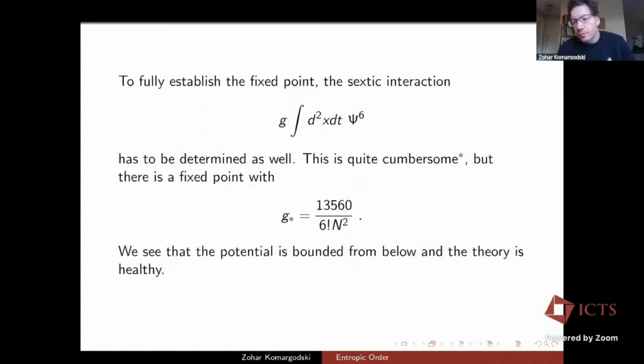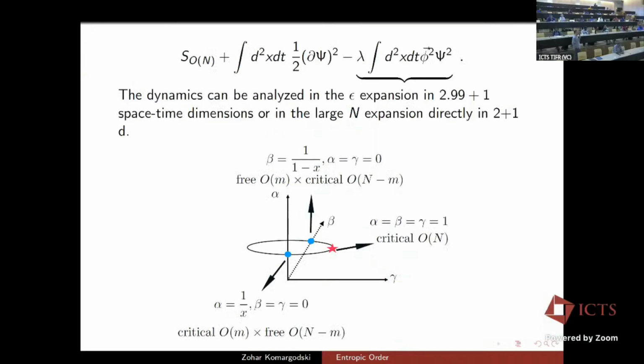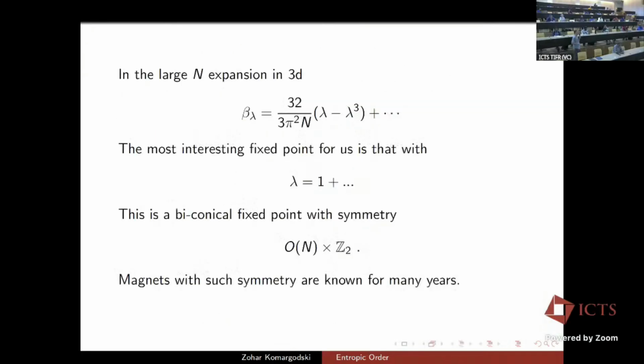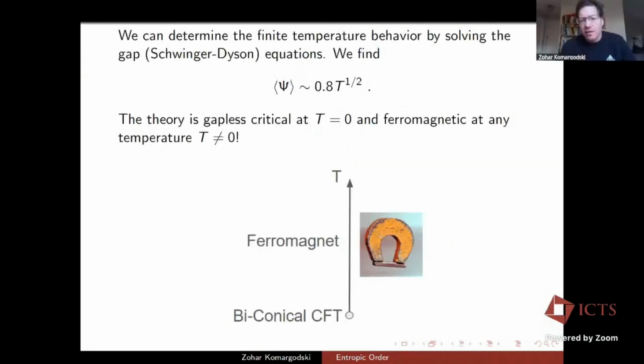Right. And the claim is that this VEV goes up to infinite temperature. Is it right? The VEV is like this. We calculated the VEV. This is the VEV at high temperatures. I see.